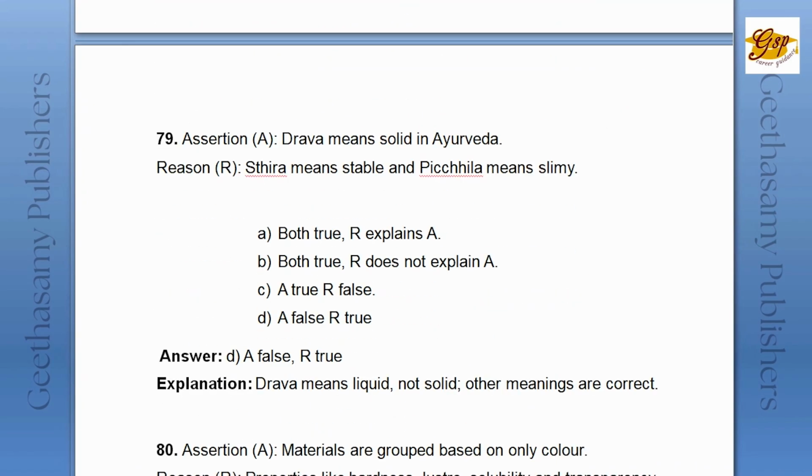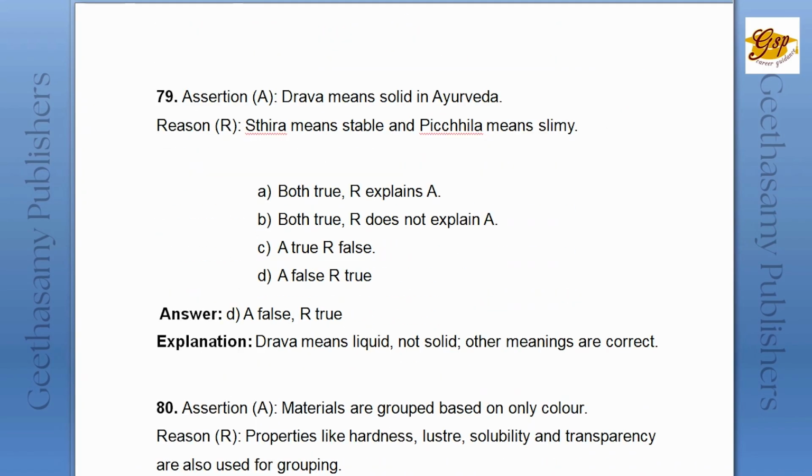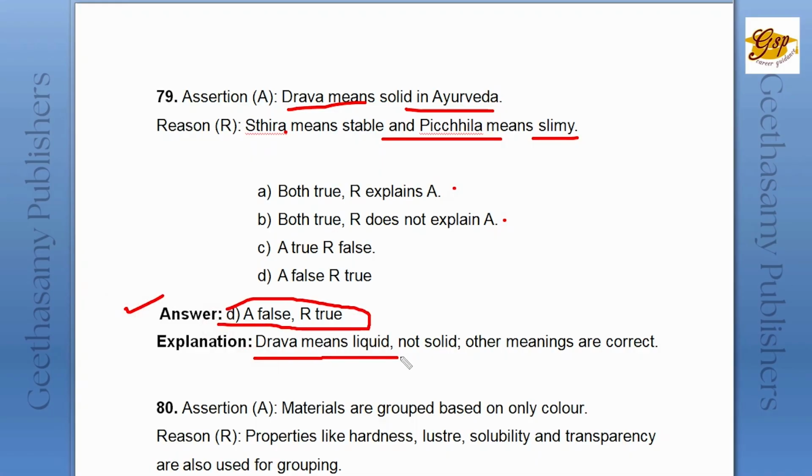And 79th question. Assertion: Drava means solid. Reason: Sthira means stable and Picchila means slimy. Both are true and R explains A, both are true but R does not explain A, A is true and R is false, A is false and R is true. The correct answer is A false and R true. That is, Drava means liquid, not solid, and the other meanings are correct.